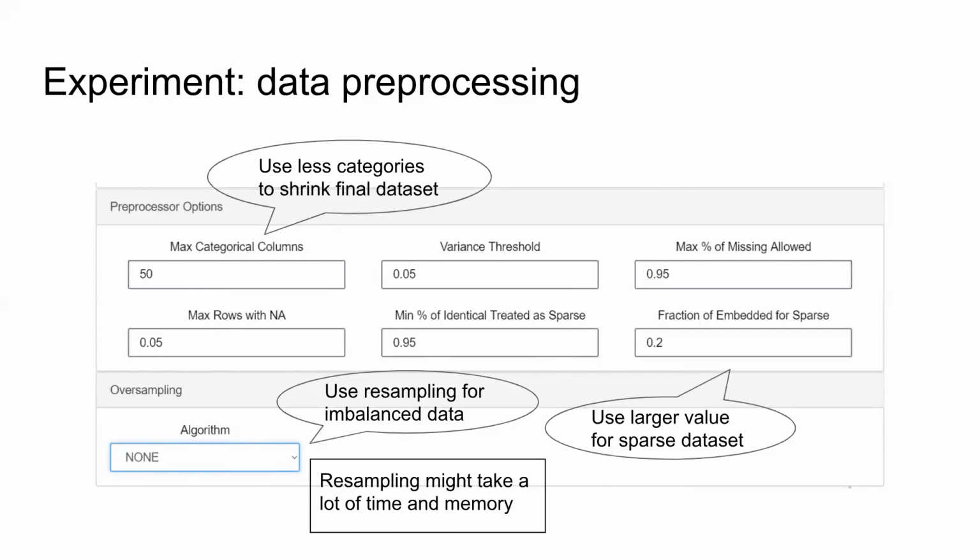And if your data set is very imbalanced, you can use some oversampling algorithm. However, for a very imbalanced data set, this might take a lot of time and memory, so please consider taking a larger cluster.